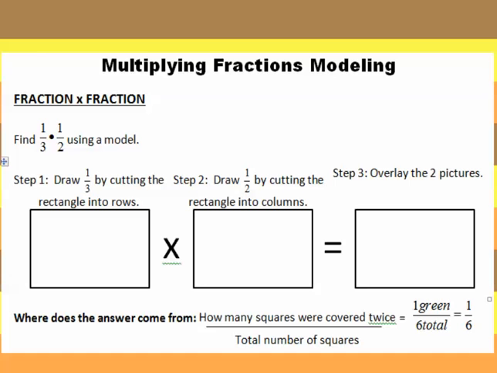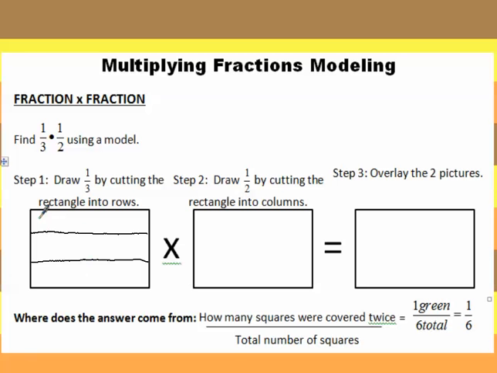Looking at the next page, we're talking about modeling fraction multiplication. So it can get kind of tricky if you aren't careful. So we always start by cutting into rows and into columns. So in this case, 1/3 is first. So we're going to cut it into 3 rows. And the fraction is 1/3.